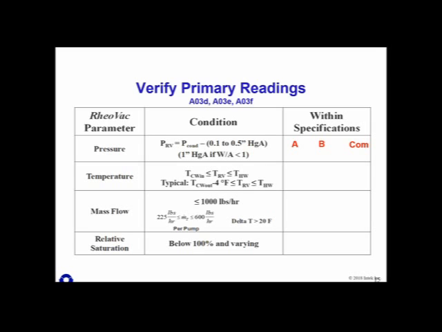No, I got answers. Yeah, right. So good. So no, it's not. It's not for the first one. The temperature looks good. I'm going to blaze through since we already found the problem. The mass flow is a little bit low. Relative saturation is low, less than 100 and varying.